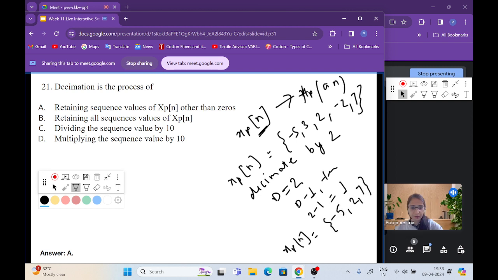Someone is asking a question. Just a minute, I will reply. So what we are doing, we are retaining the sequence values of x[n] other than the zeros. Okay, so option A is the correct answer for this question.